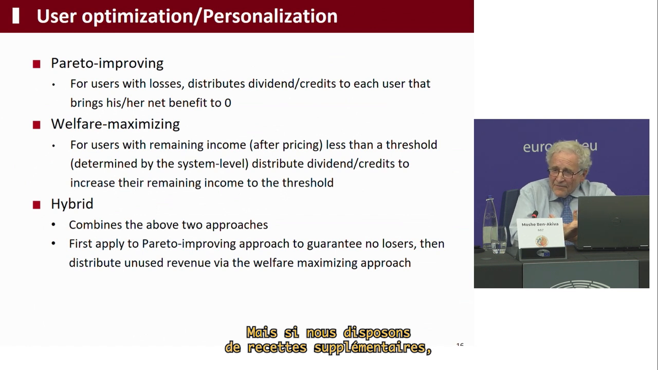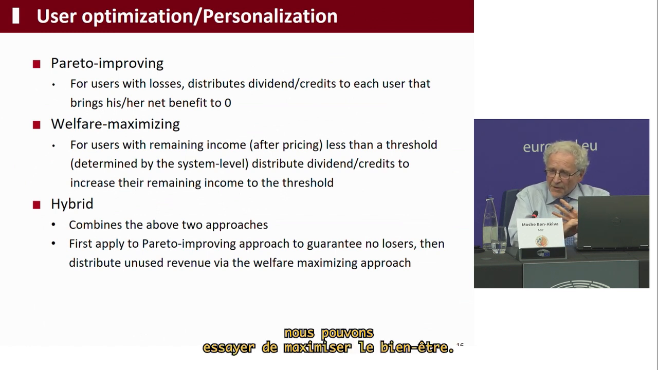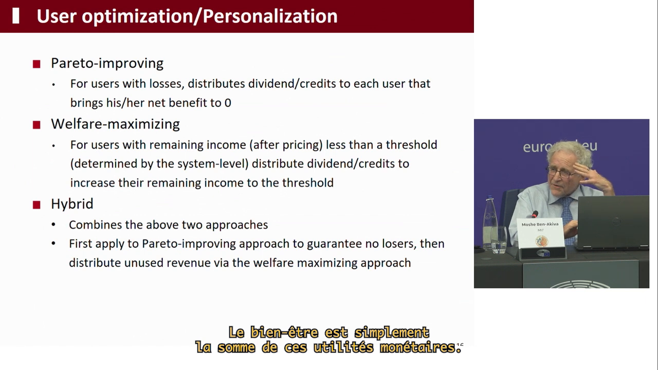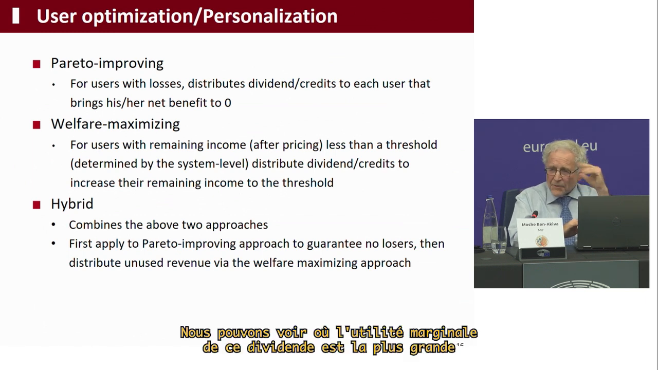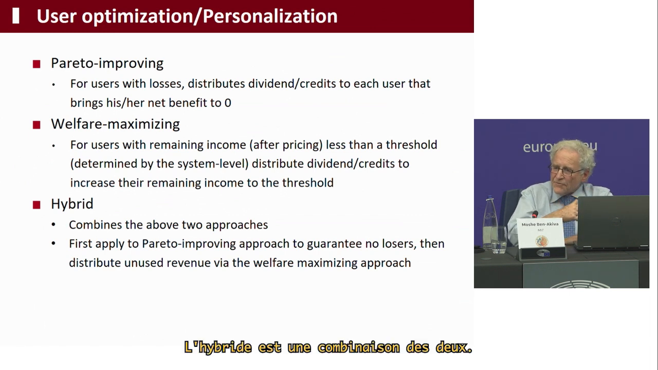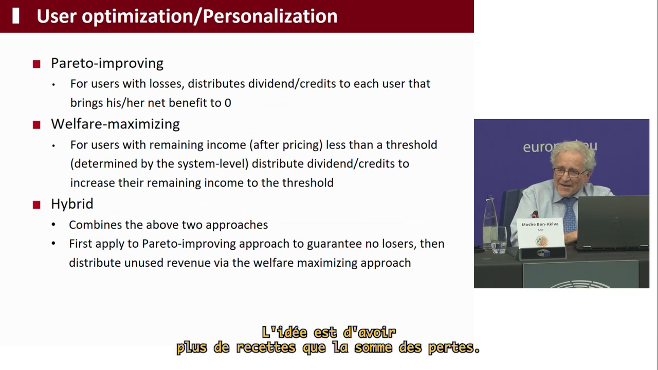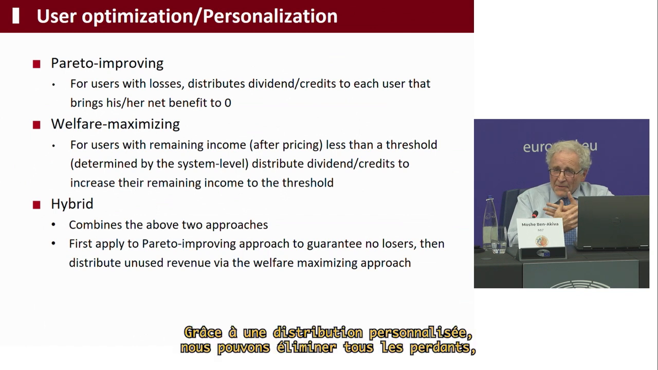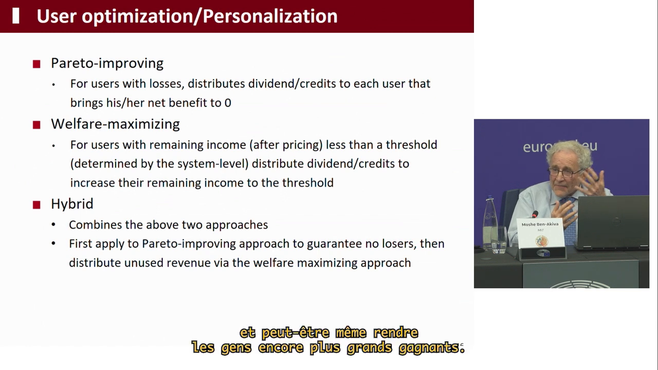But if we have extra revenue, we can even try to maximize welfare. The welfare is just a sum of these money metric utilities, so we can see where the marginal utility of this dividend is greater and offer it to people who have greater marginal utility. And hybrid is a combination of the two. So that's the idea. The idea is we have more revenue than the sum of the losses. By personalized distribution, we can eliminate all the losers and maybe make people even greater winners.